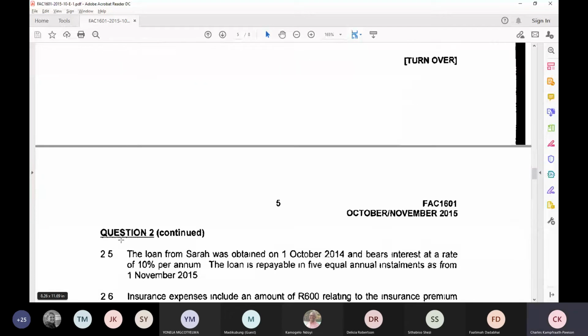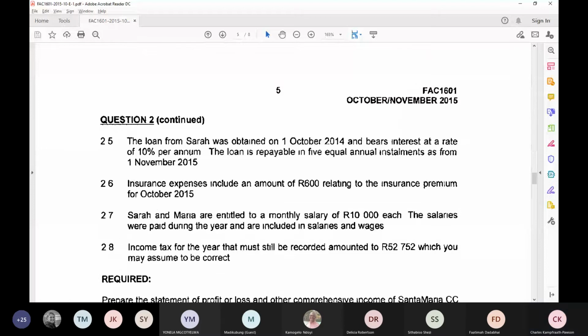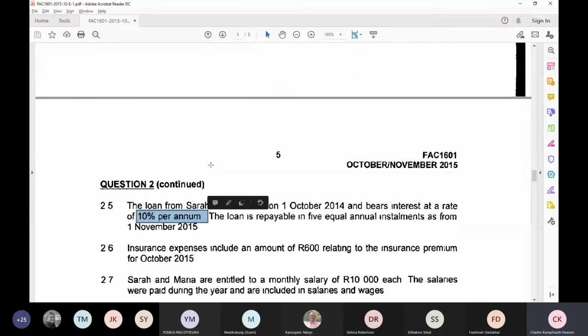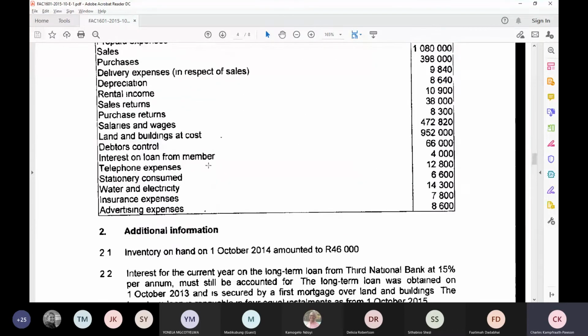Okay. 2.5. The loan from Sarah was obtained on the 1st of October 2014 and bears interest at a rate of 10% per annum. The loan is repayable in 5 equal annual installments as from 1 November 2015. So as with the previous loan, they only start repaying this loan on 1 November 2015. So the balance as per the trial balance is currently the full balance that we must apply the 10% on. So we can just check and see if it is correct.